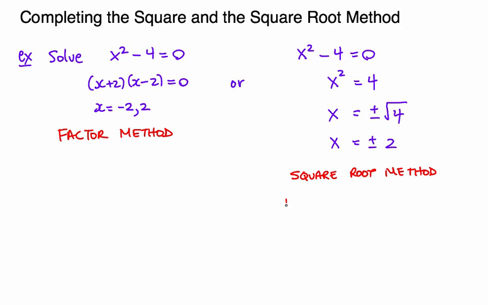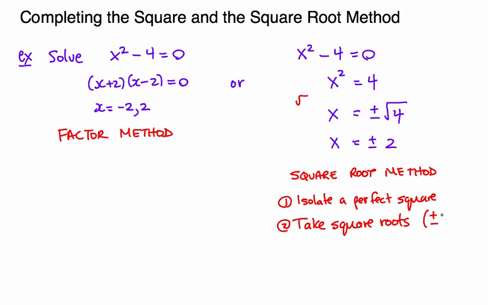So what I did there is I isolated a perfect square. I got x squared by itself. Then I took a square root of both sides, so I did the square root on this side, that gave me x, and I did the square root on this side. And when you take that square root on both sides, you just have to remember that you get plus or minus your solution. So this right here gives you either plus or minus.